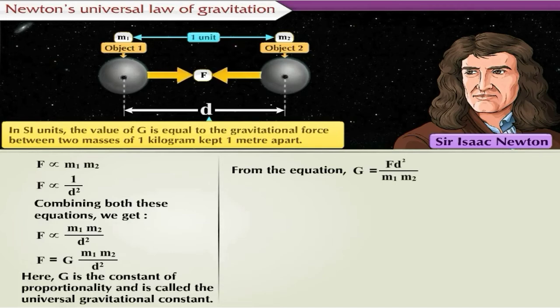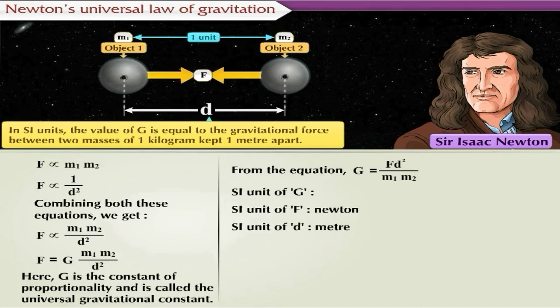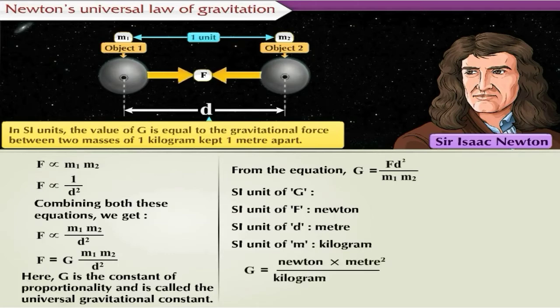From this equation, come, let us know the SI unit of universal gravitational constant, for which let us first write the units of force F, distance d, and mass m. Therefore, SI unit of G is equal to Newton into meter square upon kilogram into kilogram. Thus, SI unit of G is equal to Newton meter square per kilogram square.